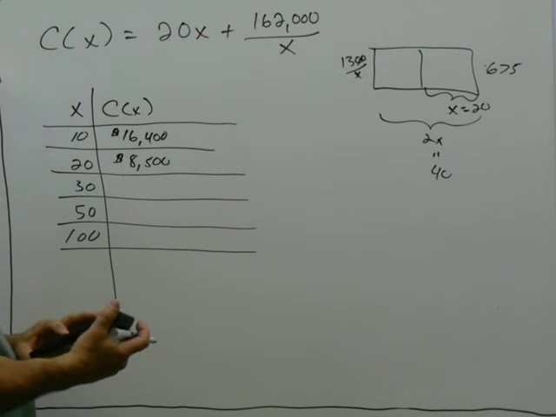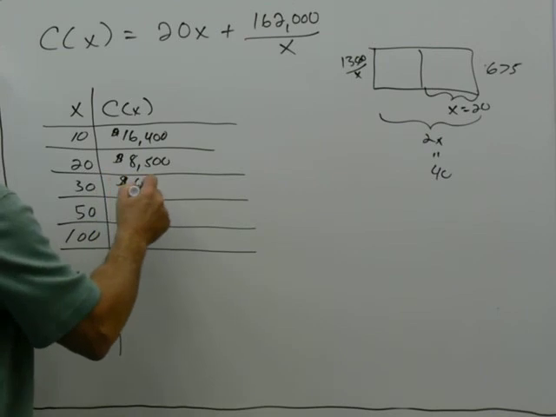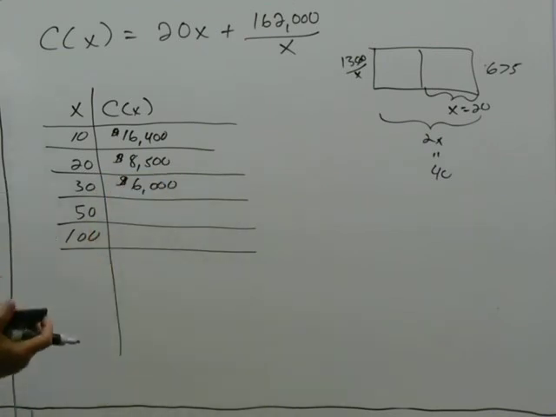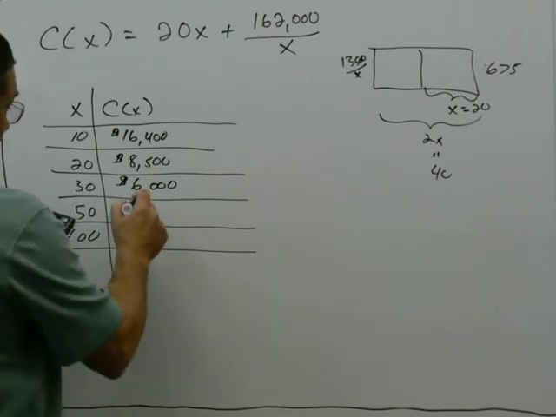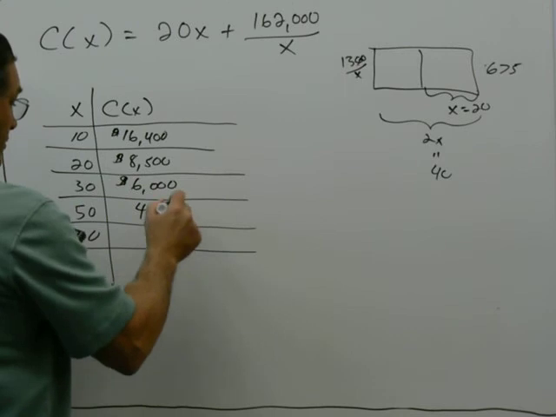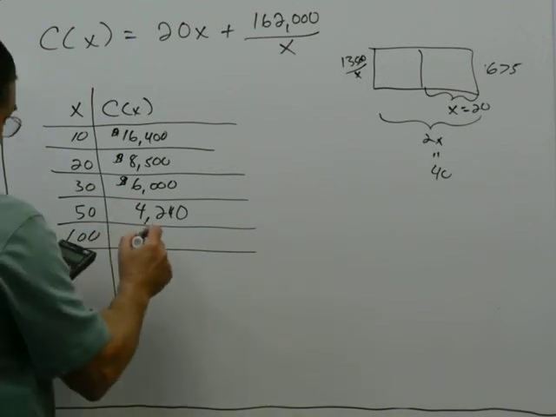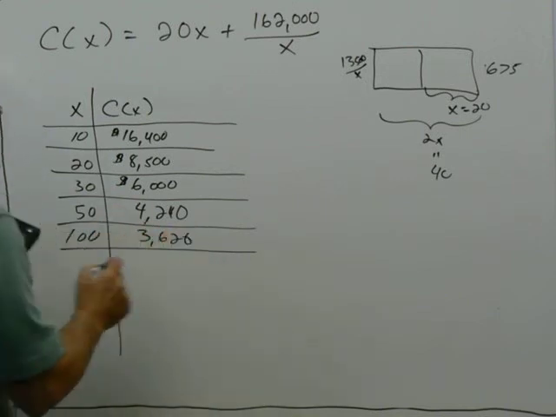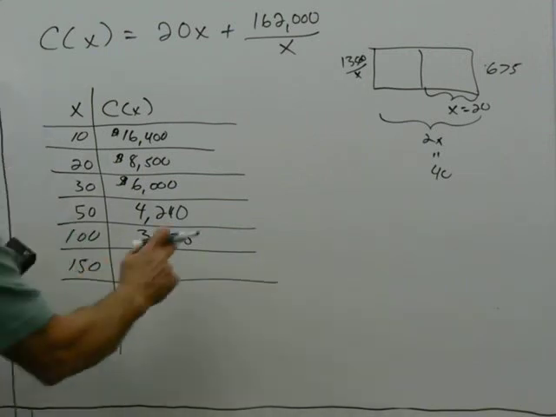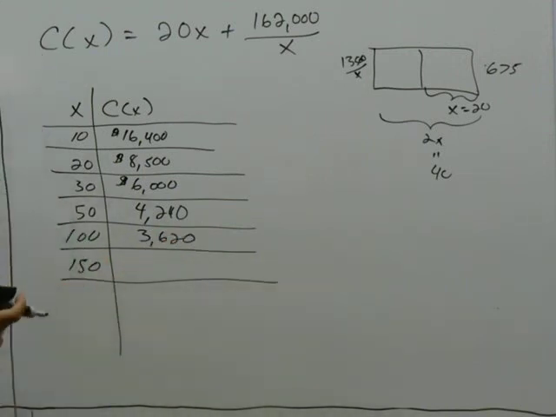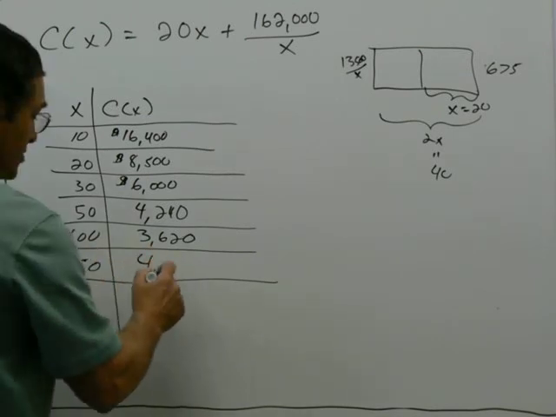If X is 30 feet, then my cost comes out to be $6,000. If X is 50 feet, my cost comes out to $42.40. If X is 100 feet, my cost is $36.20. What if X is 150 feet? That's $4,080. Now I want you to notice something.